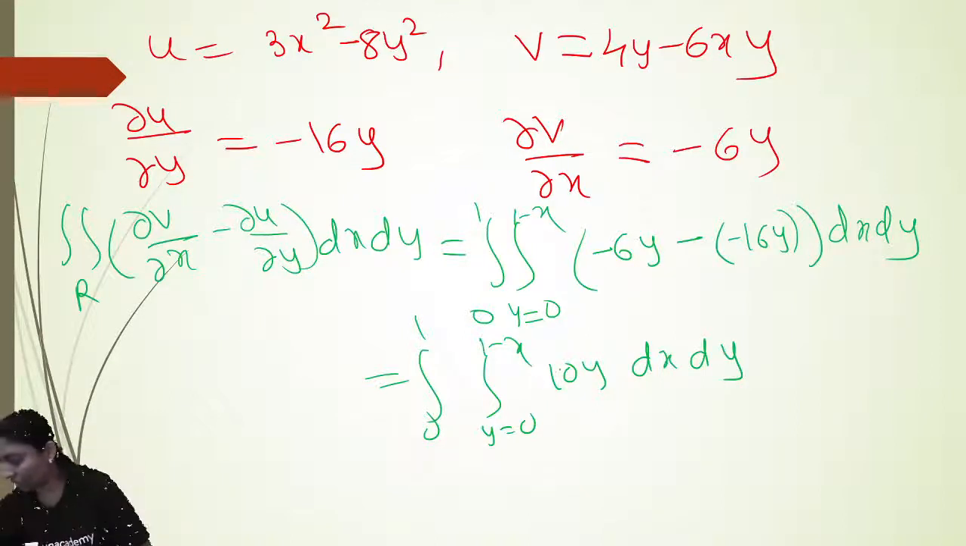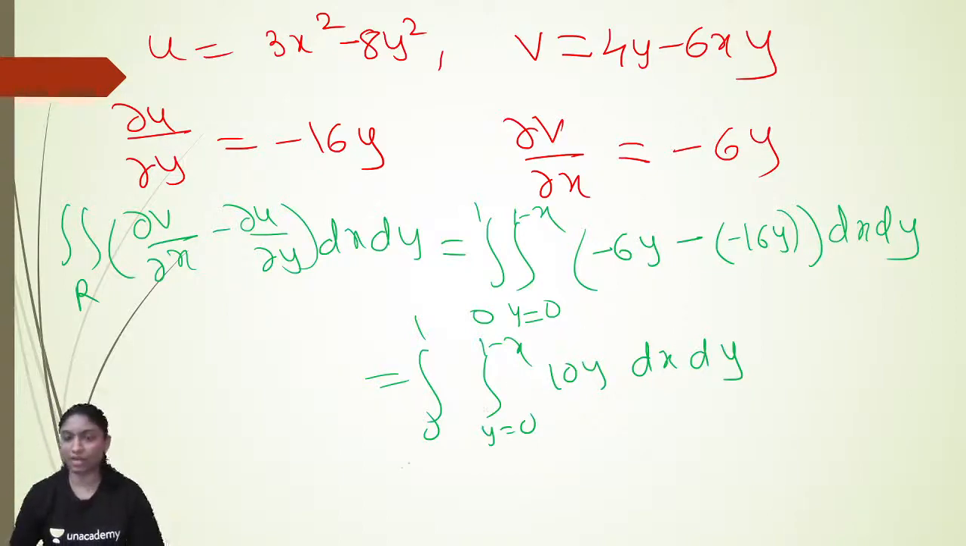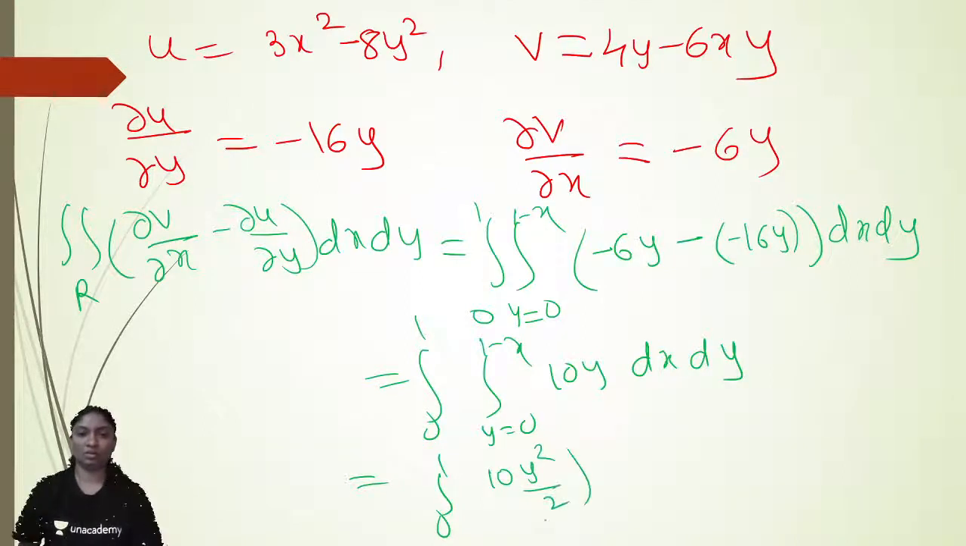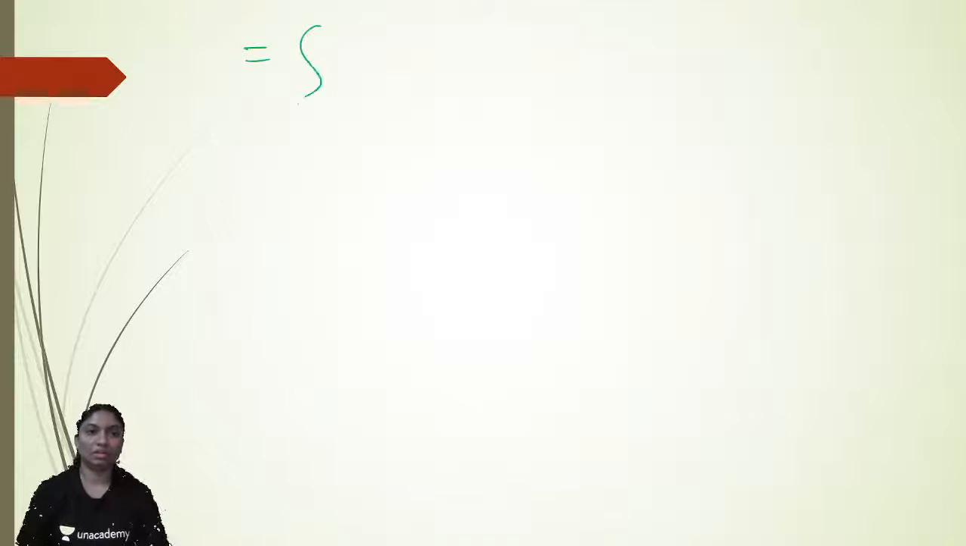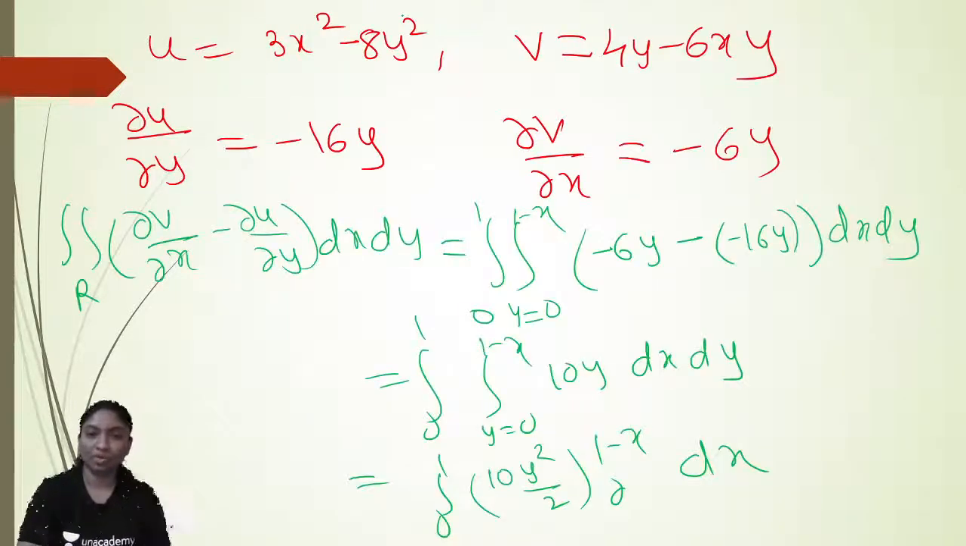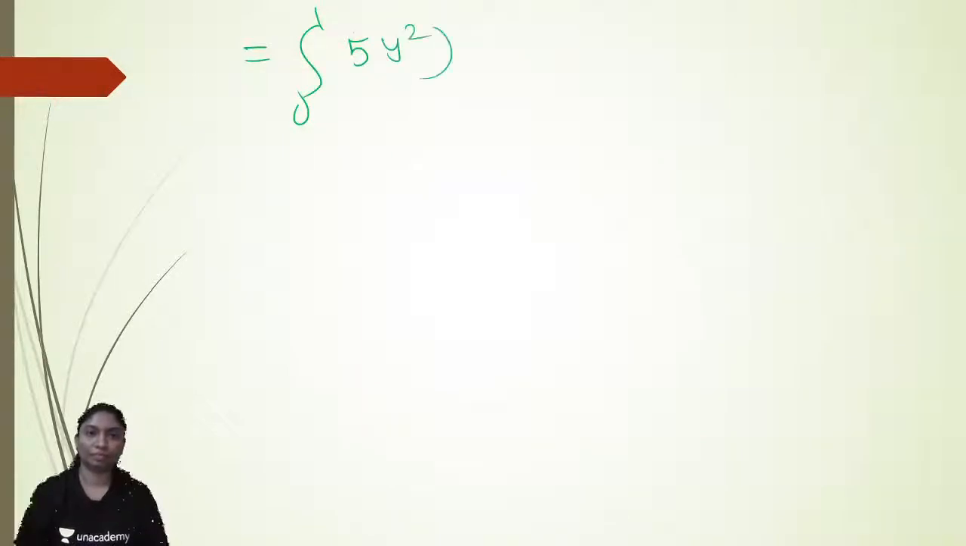Integrating first with respect to y, so you will get 10y square by 2, integral from 0 to 1 minus x dx. Integral 0 to 1, 5y square from 0 to 1 minus x.